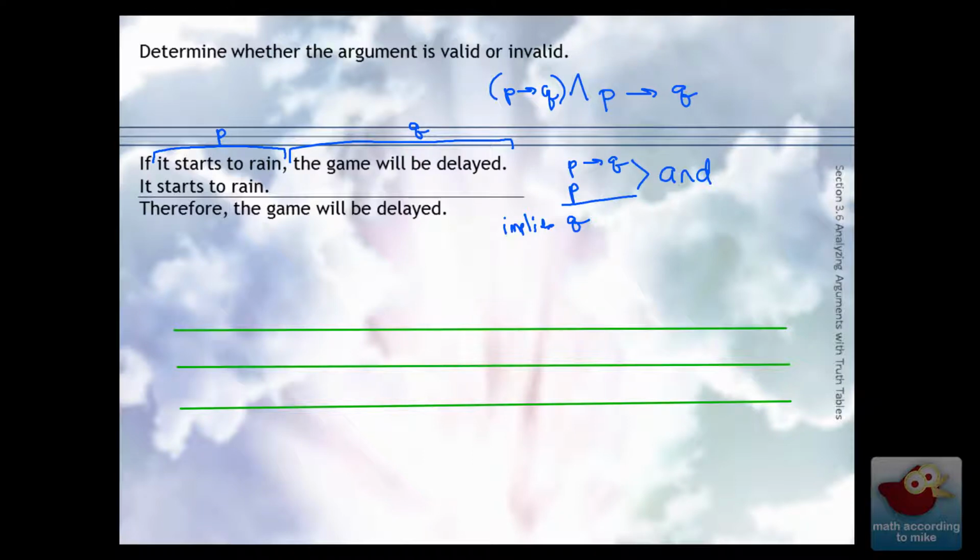So we start with our basic letters, P and Q. And from left to right, we need P implies Q. And then we can put together the left-hand side of the if-then, P implies Q and P. And then we can put together the entire thing, P implies Q and P implies Q. Awesome. Let's fill this in.